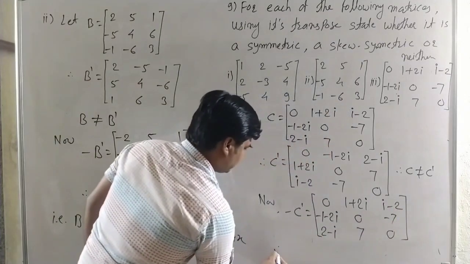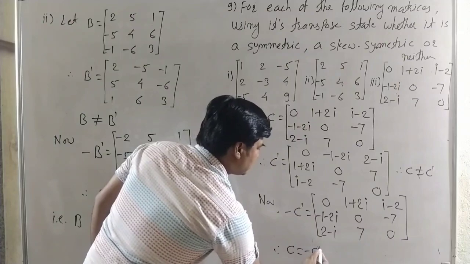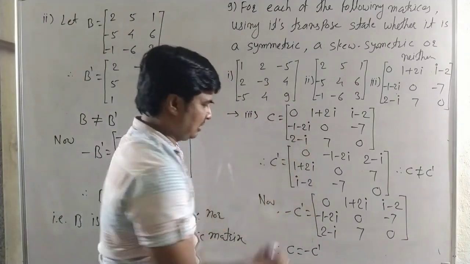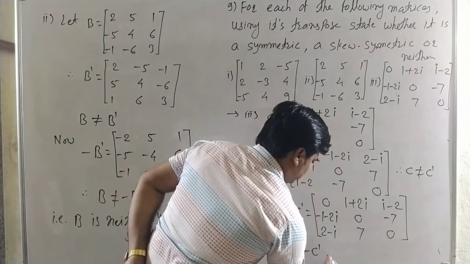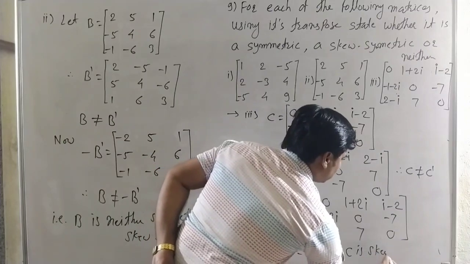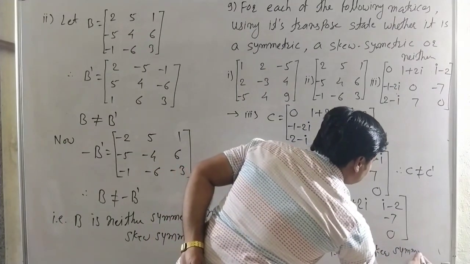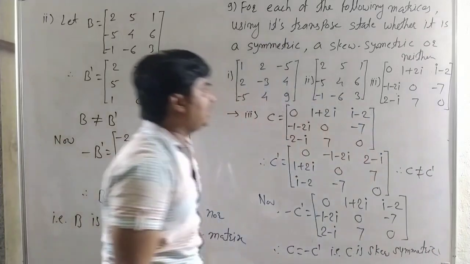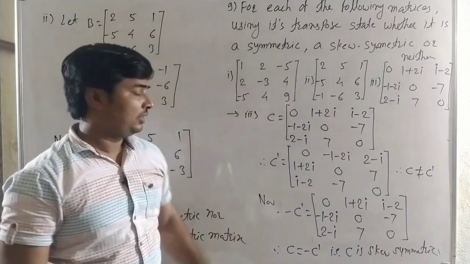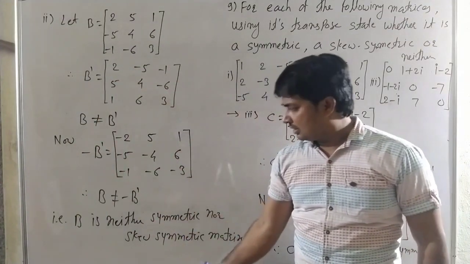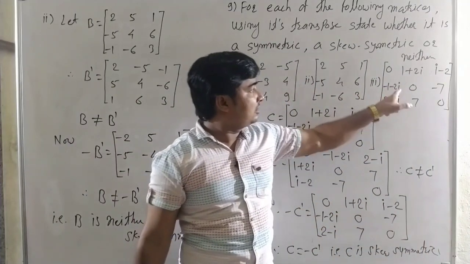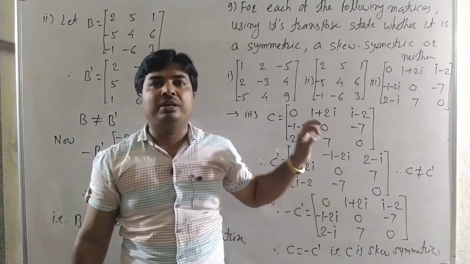It is plus 1 and it is 0 as it is. And now here, C is equal to minus C dash, and therefore C is a skew symmetric matrix. The first matrix is symmetric. The second matrix is neither symmetric nor skew symmetric. And the third matrix is a skew symmetric matrix.